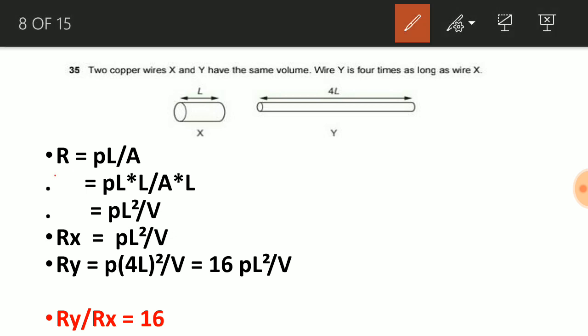Our standard formula is R is equal to rho L by A, where rho is the resistivity, L is the length of the wire, and A is the cross section area. Now if I multiply L on both sides in numerator and denominator, the lower part will give us volume. Because of that our expression for R will be rho L square by V.